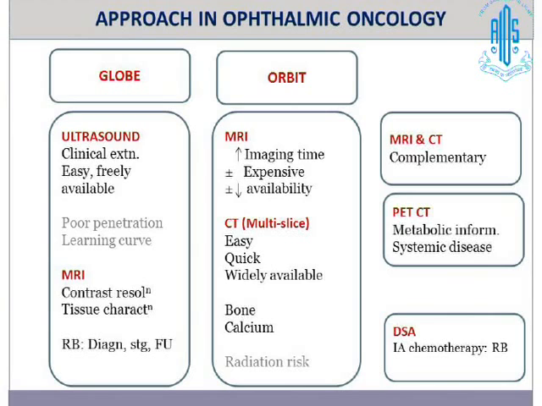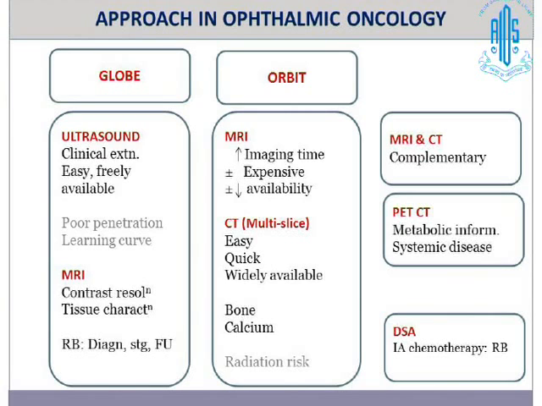Multi-slice CT, again, as we discussed, is easy, quick, and widely available. Its strength is depiction of bone, whether it's involved, destroyed, or intact, and calcium. However, it is a radiation-dependent modality. Now we realize that increasingly we are doing MR and CT both as complementary tools for evaluating the pathologies. PET-CT, we have spoken about it, but essentially it is to look for systemic disease.